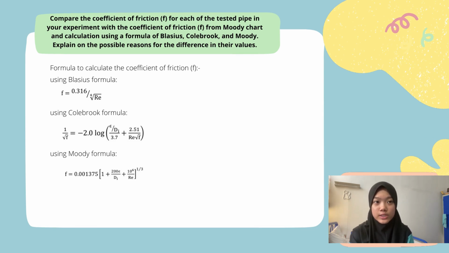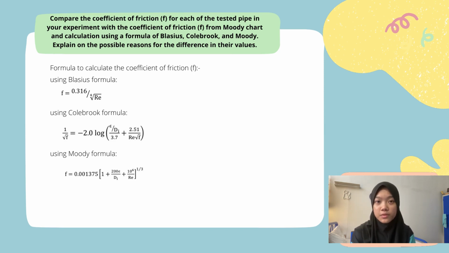Hi, I'm Aida. I'm going to present the discussion for this experiment. So the first question is, compare the coefficient of friction F for each of the test pipe in your experiment with the coefficient of friction F from Moody chart and calculation using a formula of Glacius, Coolbrook, and Moody. Explain on the possible reasons for the difference in their values.